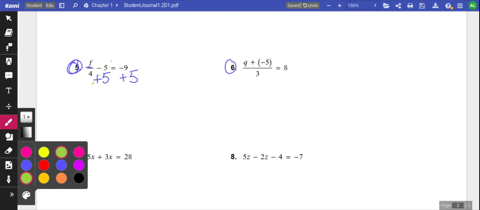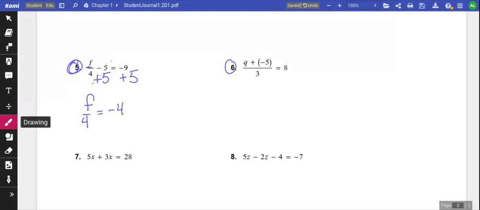That negative 5 plus 5 is going to cancel itself out. So I'm going to be left with f divided by 4 is equal to negative 9 plus 5, which is going to be negative 4. All right, so that is our equation for now. f divided by 4 is equal to negative 4.